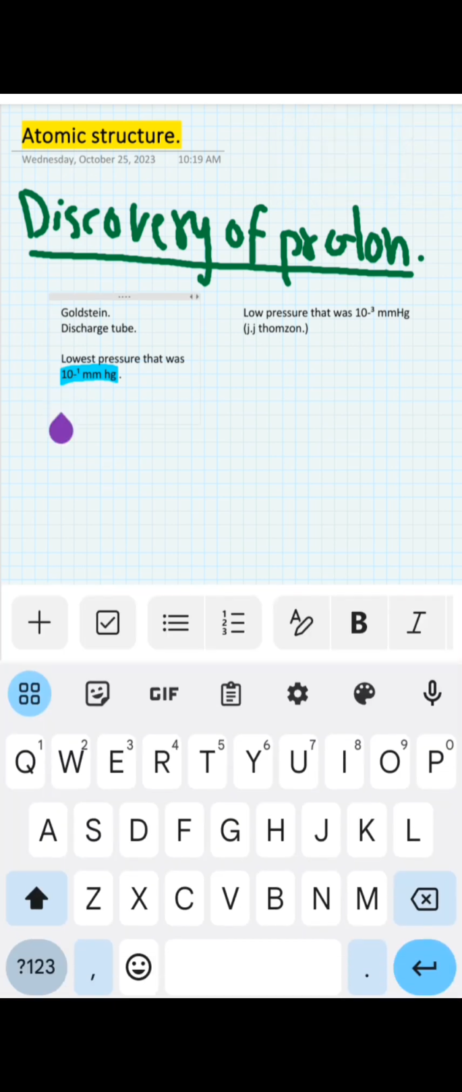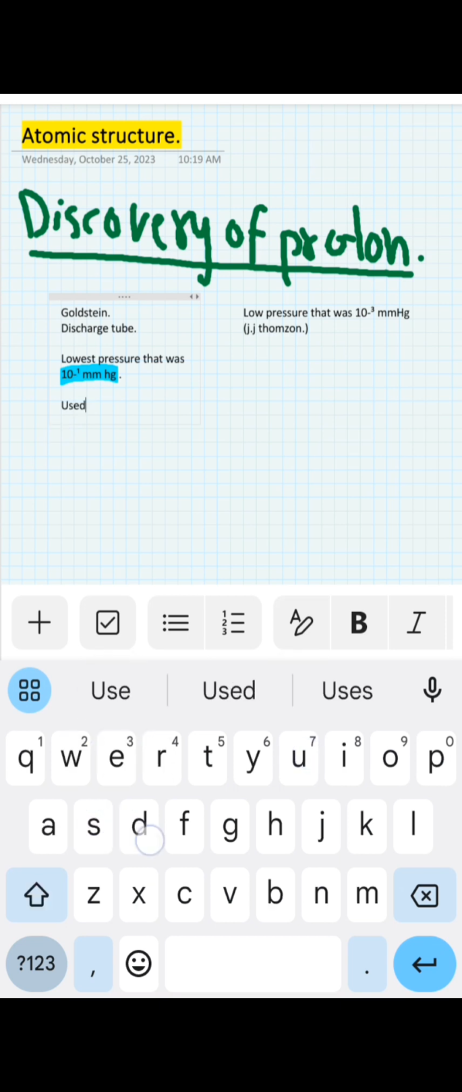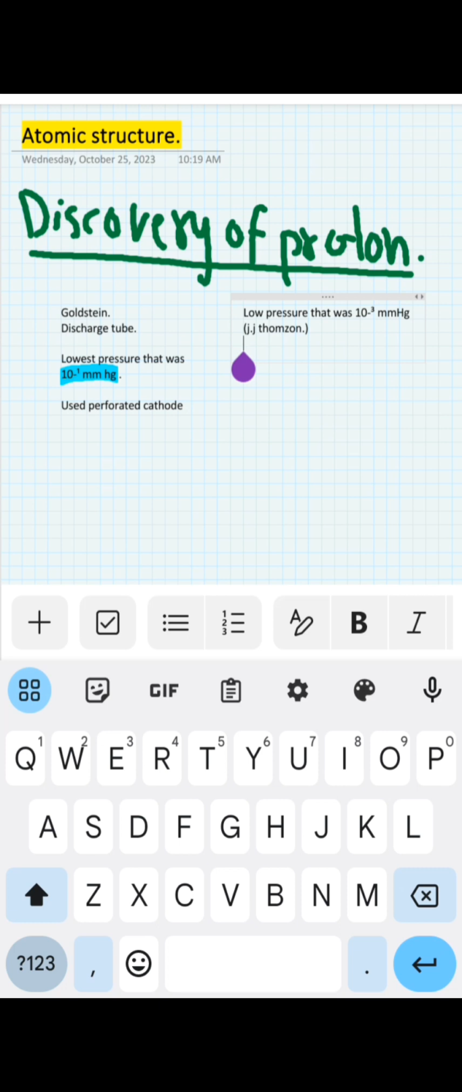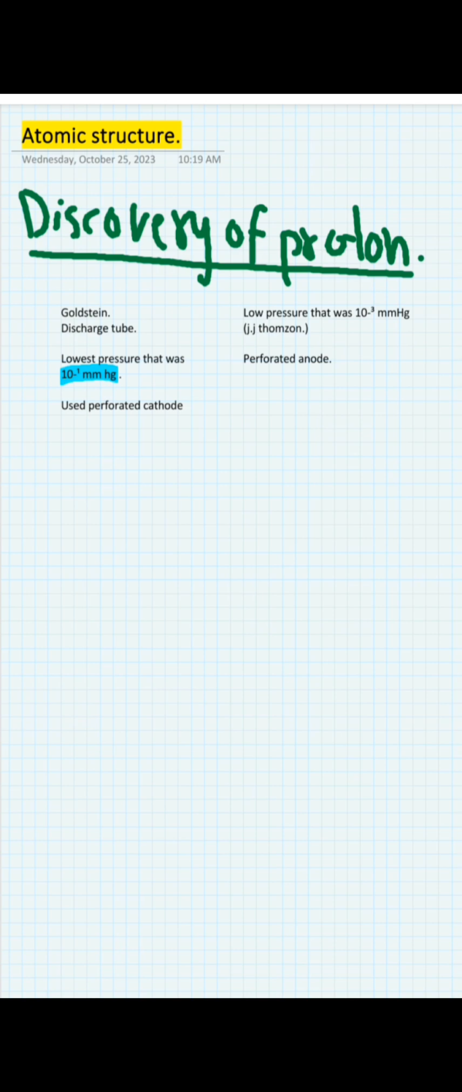After that, the other change that Goldstein made in the discharge tube was that he used a perforated cathode. However, in J.J. Thomson's tube, we took the perforated anode, while here in Goldstein's tube, he took the perforated cathode.